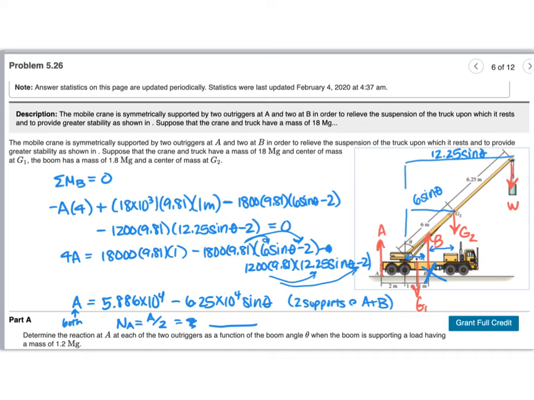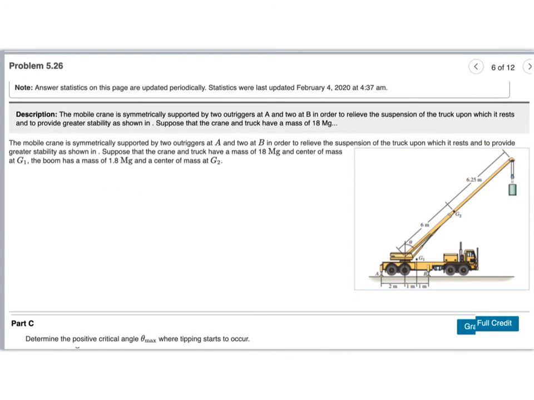Now, one of the questions that they ask is what would be the critical angle where tipping starts to occur. And I moved this part up to part C because we can actually use our answer for part A to answer this question. So N sub A was, well, 2 of them, because the 2 doesn't really matter, 5.88 times 10 to the 4th minus 6.25 times 10 to the 4th sine of theta.